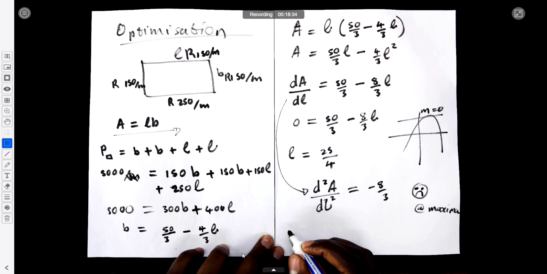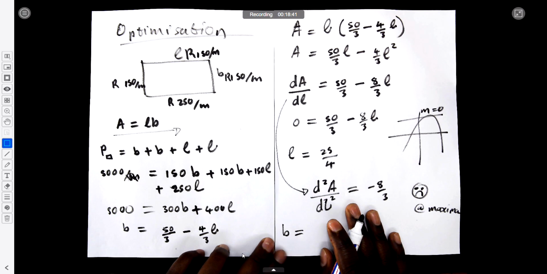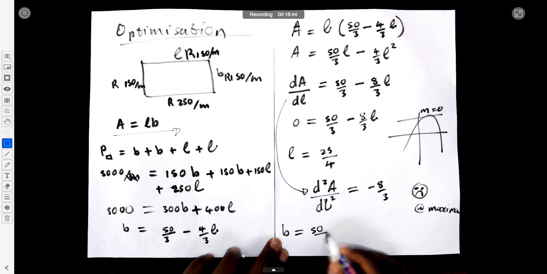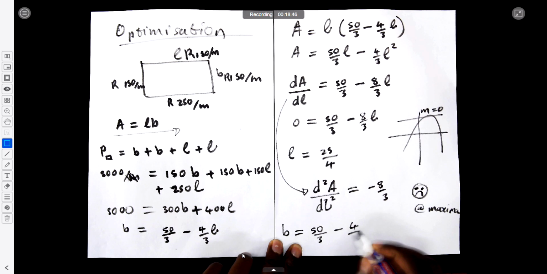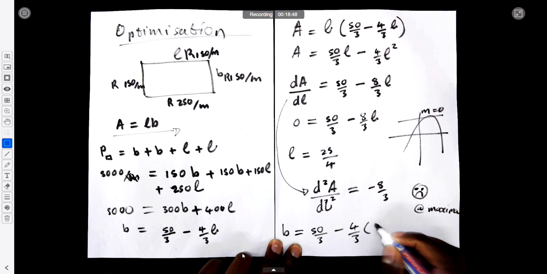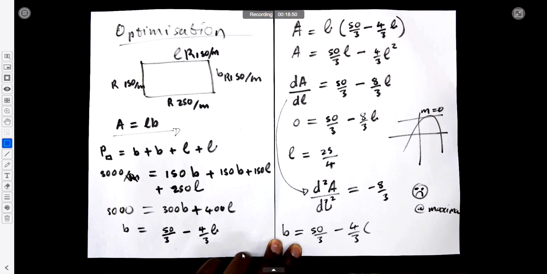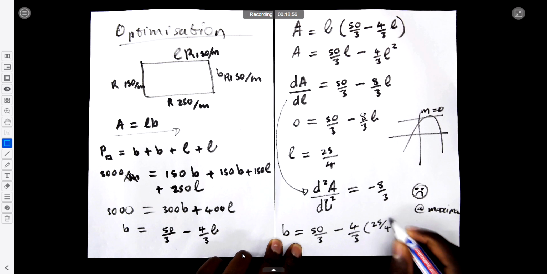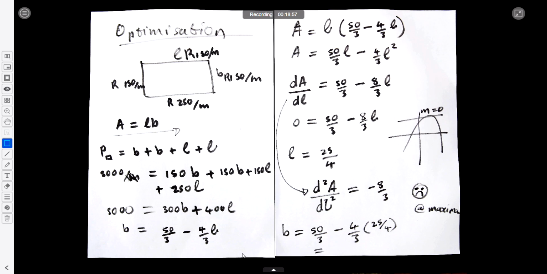So let us find, 50 over 3 minus 4 over 3. So length we said is equals to what? Length is equals to 25 over 4. So you can write down the breadth value there.